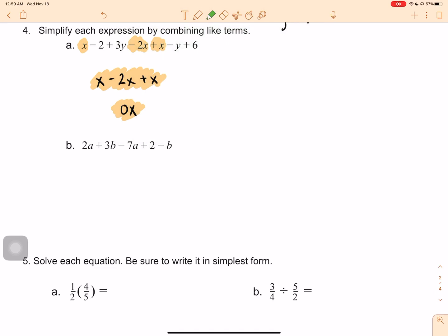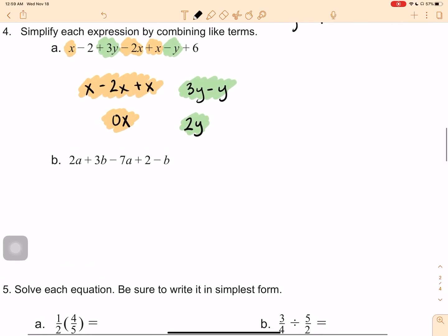So let me pick a different color here. I see I have some y's. I have a positive 3y and a negative y. Okay, so positive 3y minus y. Let's see what we end up with. Positive 3y minus y should give us a positive 2y.